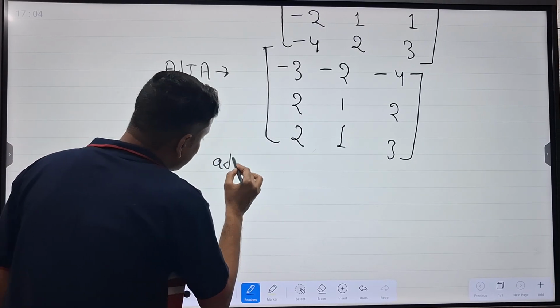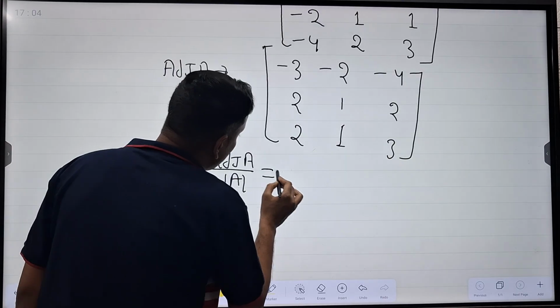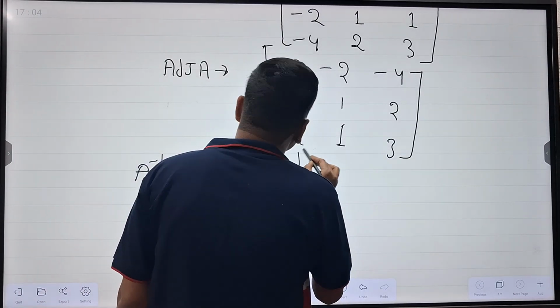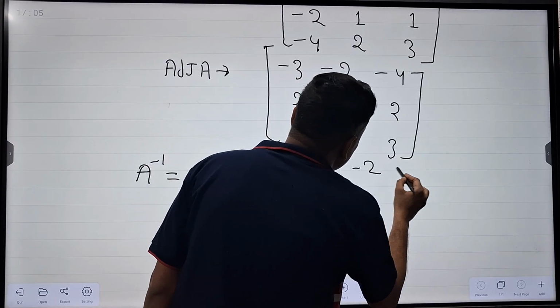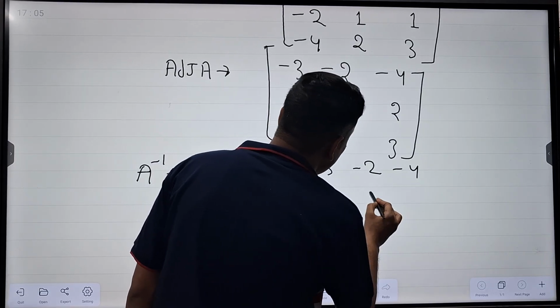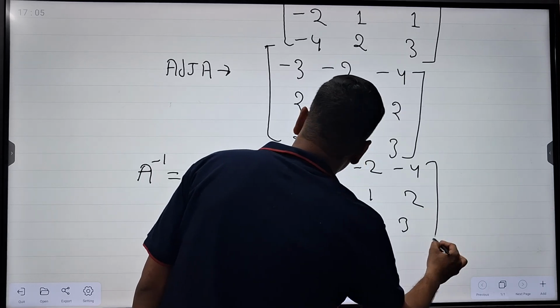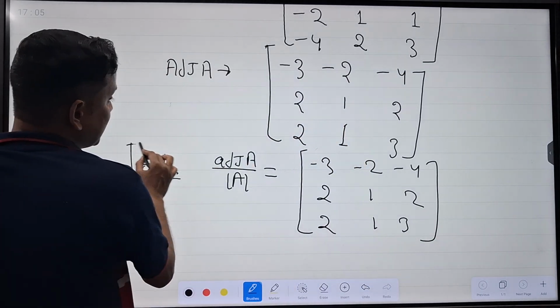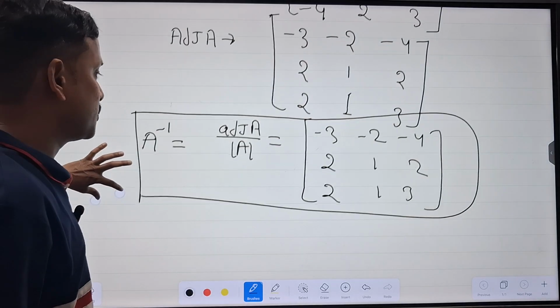So now I'm going to write the A inverse. A inverse equals adjoint A by mod A, and mod A I have already found. So this will be minus 3, minus 2, minus 4, 2, 1, 2, 2, 1, 3. And this A inverse is the final answer for the first question.